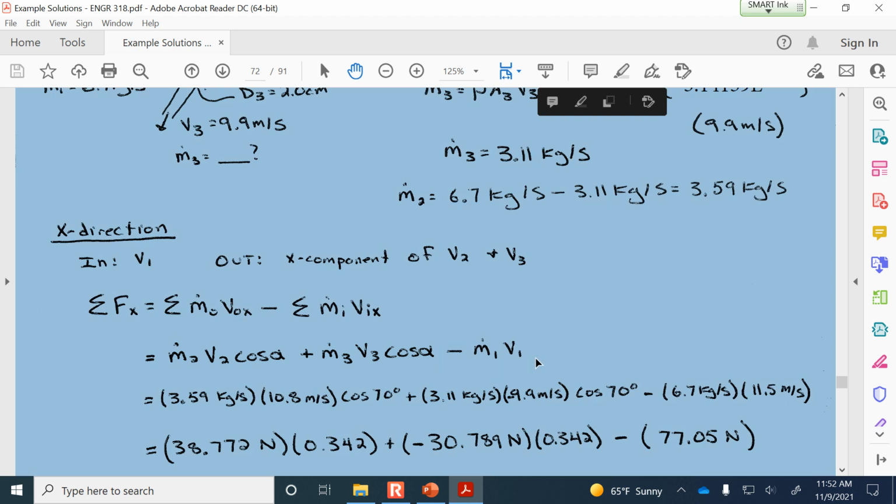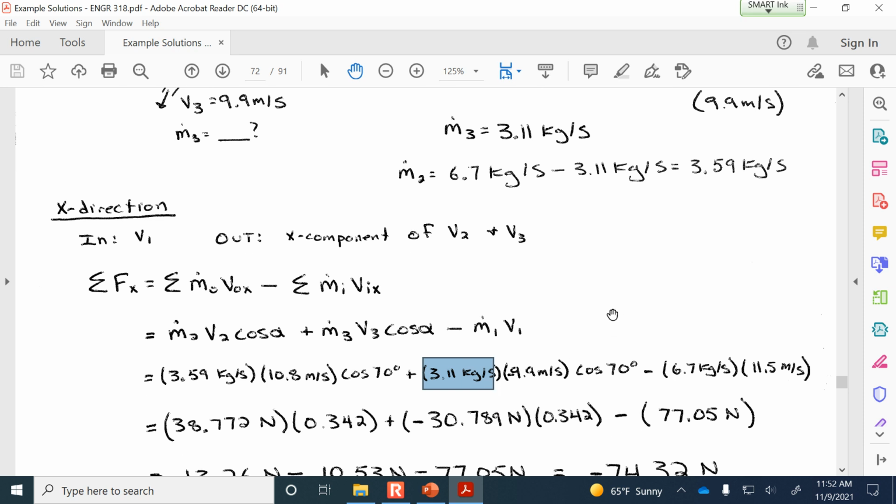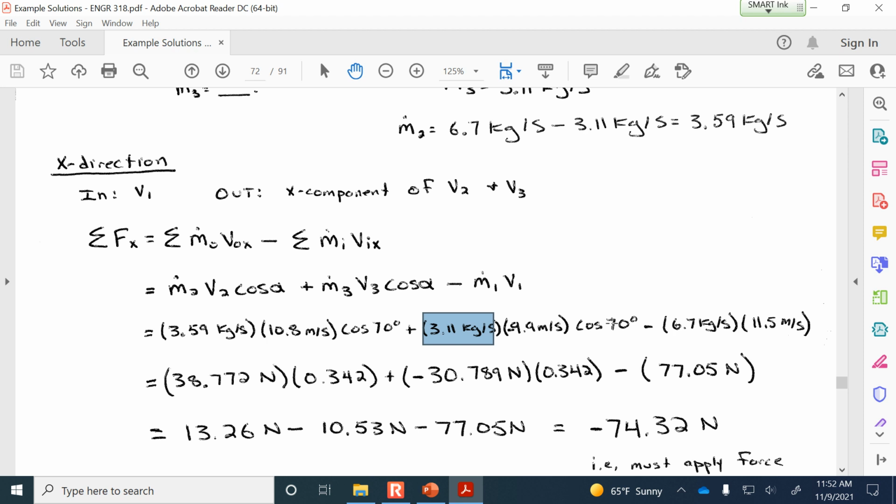I just noticed here I've got 3.11 kilograms per second written there. Hopefully my calculations don't reflect that, because when I was circulating around, does everybody else also have 74.32? So I think I must have just written this wrong, 3.11. Oh, no, that is the right. Sorry. Yeah, that's the mass flow rate 3. All right, I confused myself for a second there.